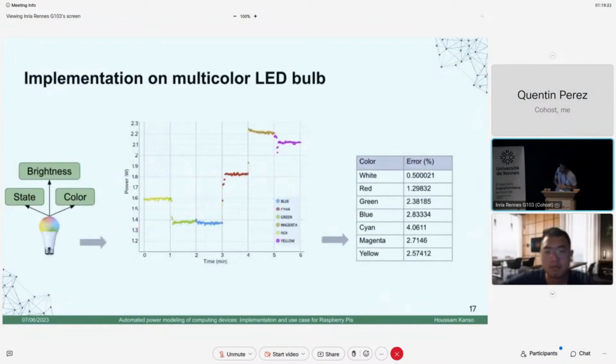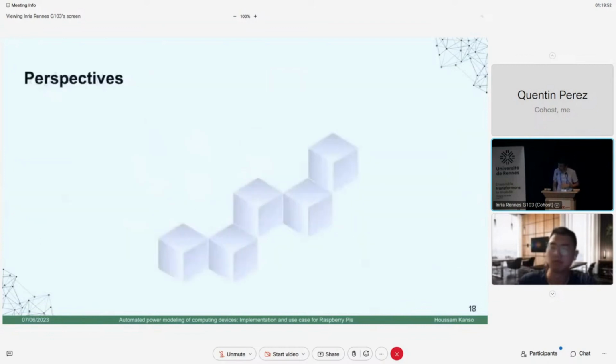We have tested it not only on a Raspberry, we made a small experiment on a smart lamp, taking the state, the color, and the brightness. We found that with different colors, we had different power consumption, maybe because we turn on more lights to make new colors other than red, green, and blue.